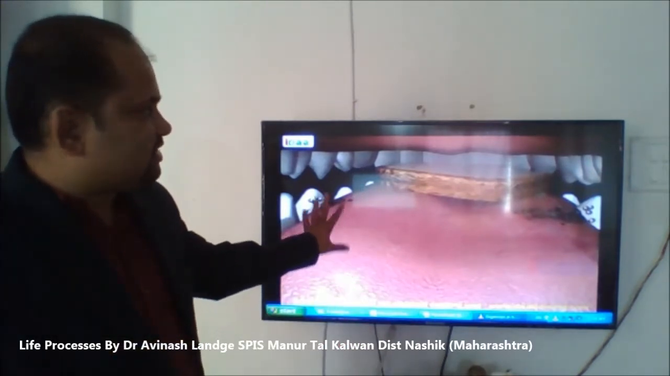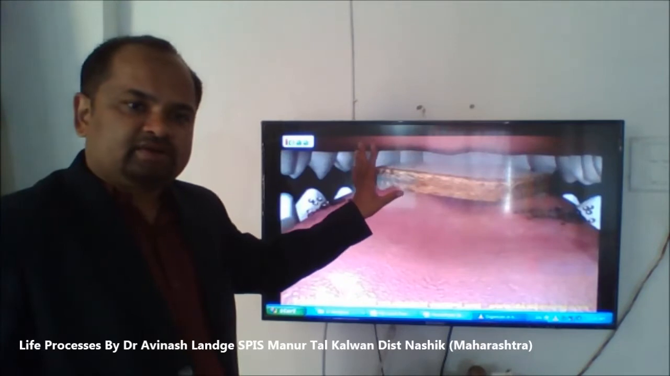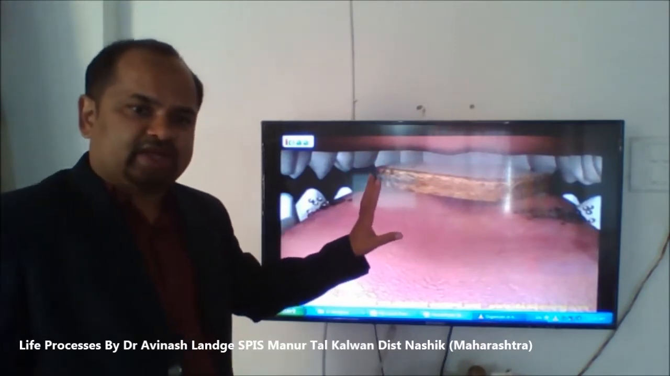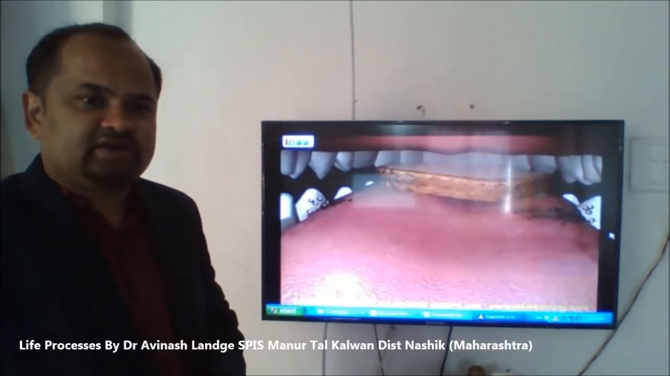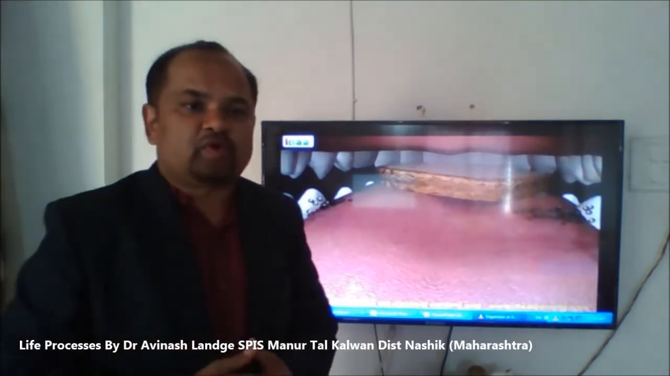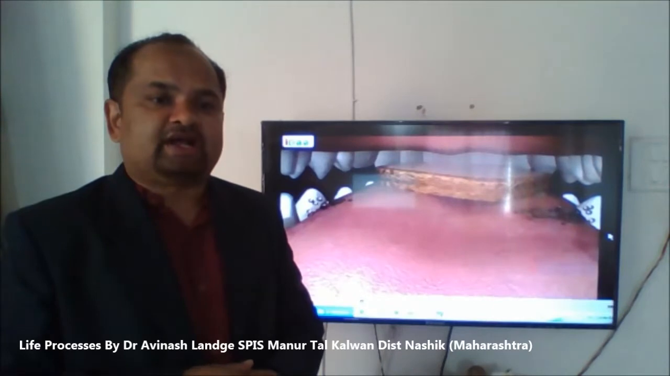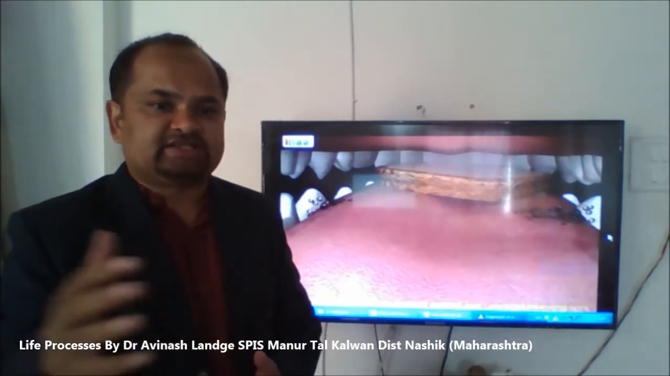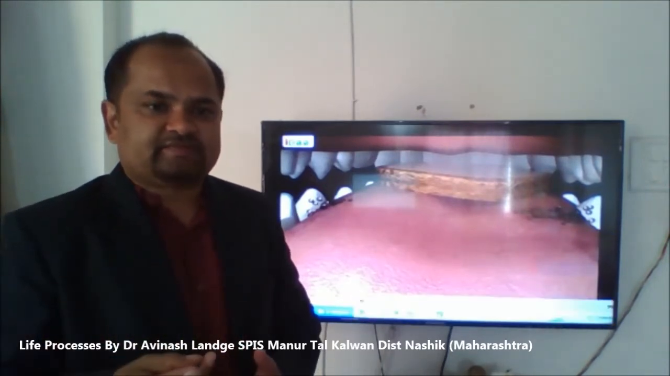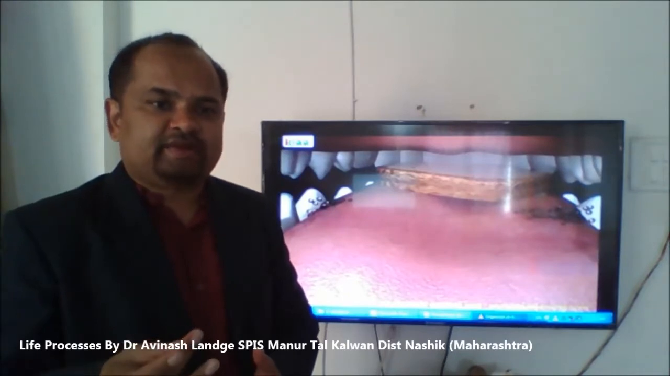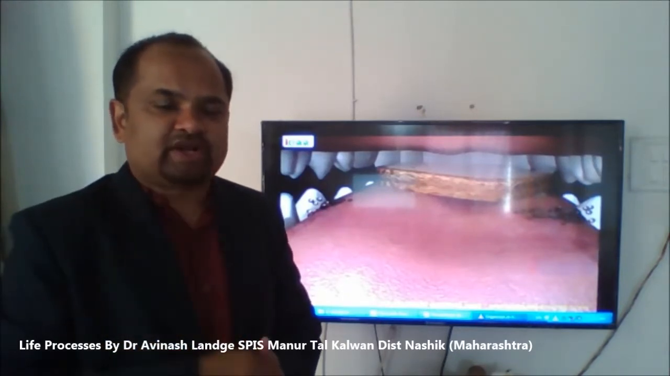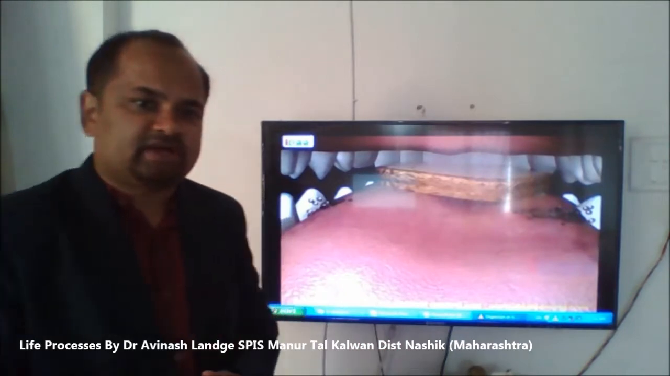Now inside the buccal cavity there are teeth. Thirty-two teeth are present. We know that. So which are those teeth? Can you tell me? I told you the formula to remember the teeth in 6th or 7th standard: ICPM, incisors, canines, premolars, and molars. These are the 4 types of teeth present in the buccal cavity.